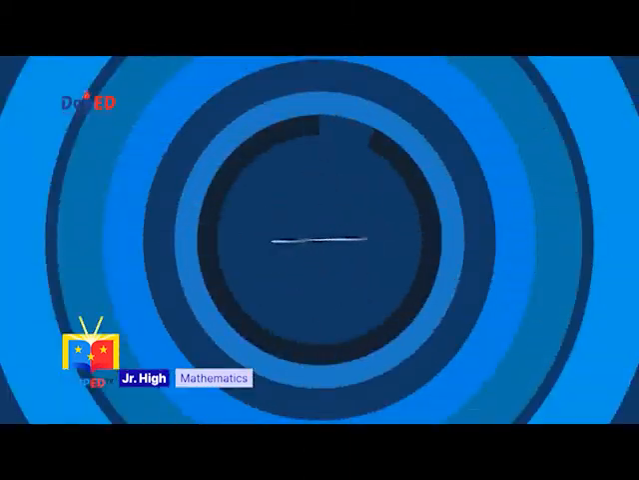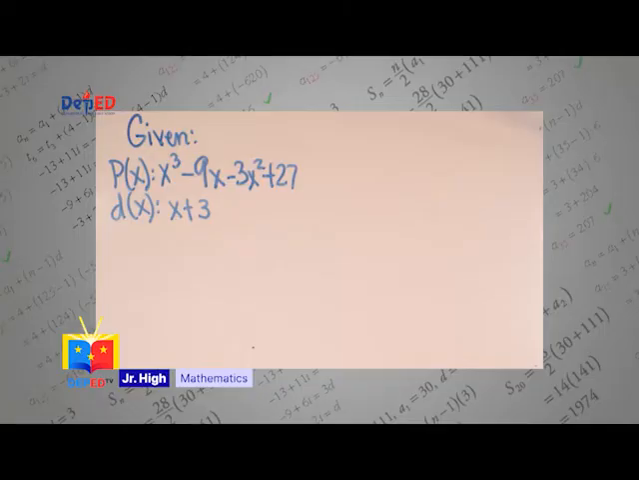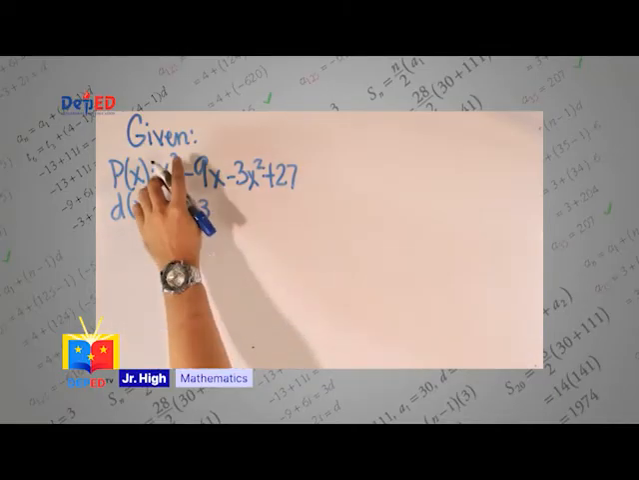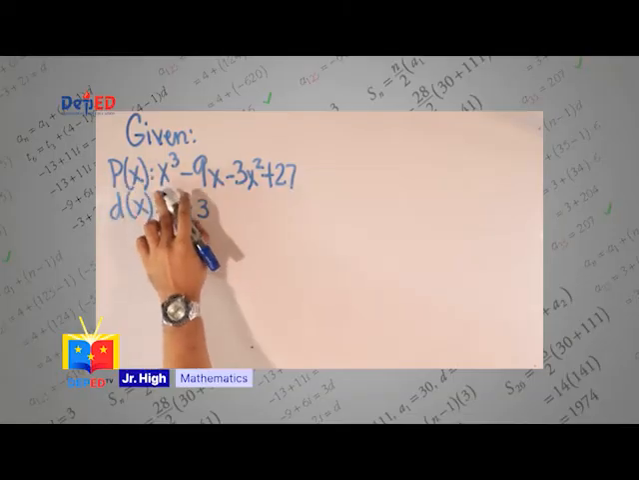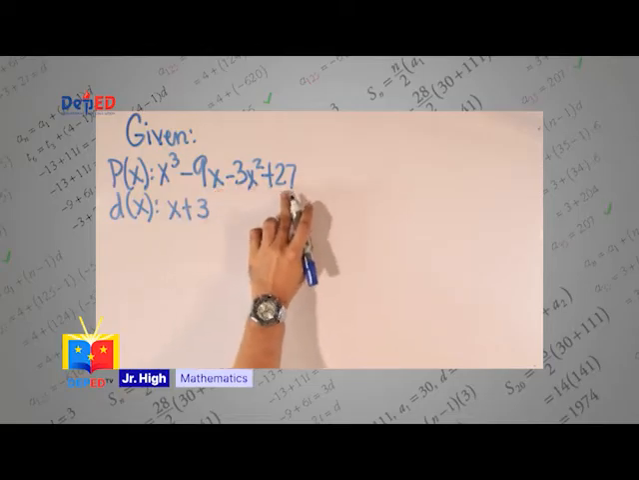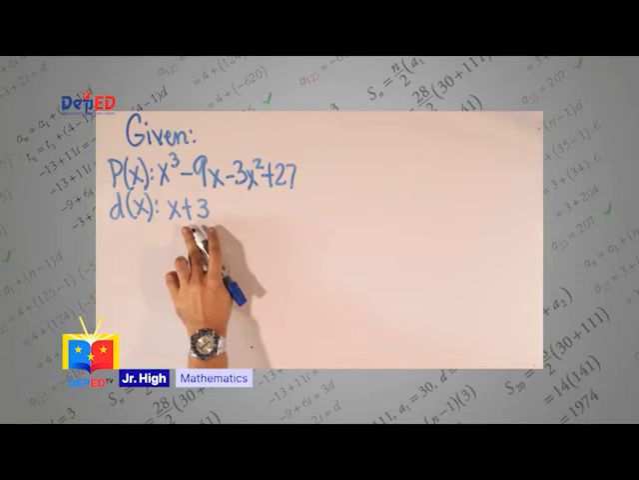To show you how to divide polynomials using long division, we will use the polynomials specified in the problem. That is, to divide x cubed minus 9x minus 3x squared plus 27 by x plus 3. Follow these steps. Solution. First, arrange the polynomials in descending powers of x and write in the form dividend divided by the divisor. If there are missing terms, replace it with 0. So our given here is our p of x, which is the dividend, is x cubed minus 9x minus 3x squared plus 27, and our divisor or d of x is x plus 3.